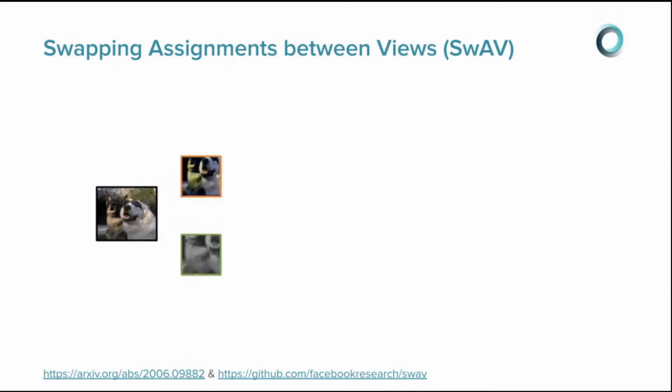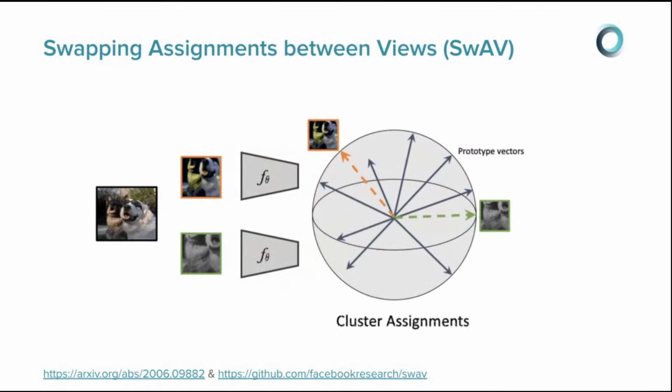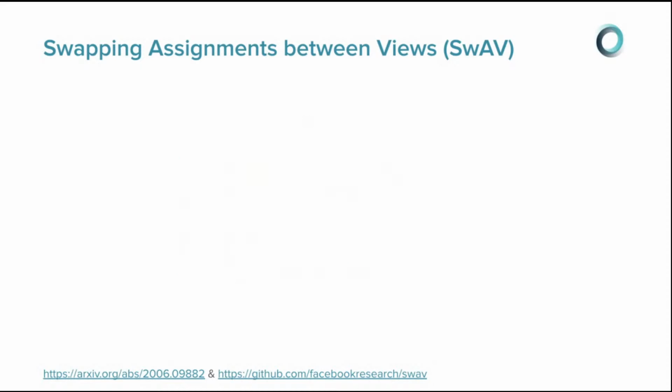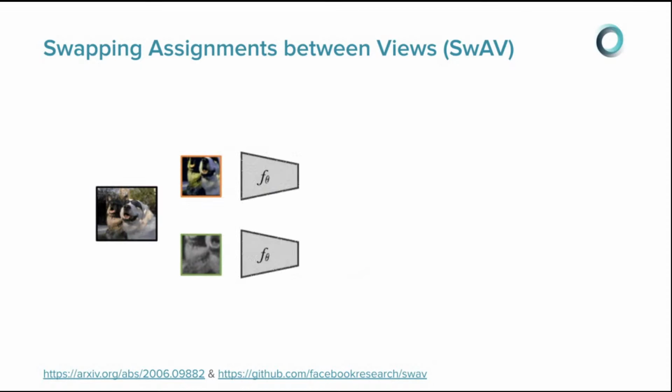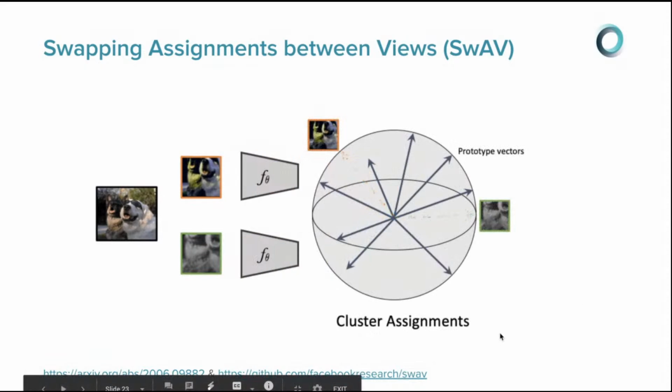And here you see it animated. Again, we generate our views. We get our embedding vector, look where the closest prototype vector is, and then we swap that view and try to predict that. So this is really the high-level concept. The code in the repo below is actually quite approachable.